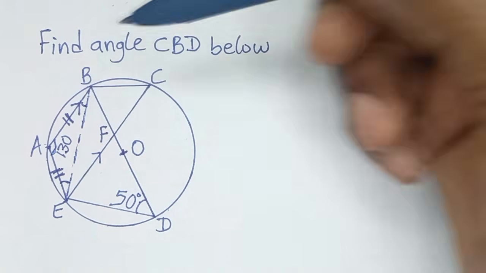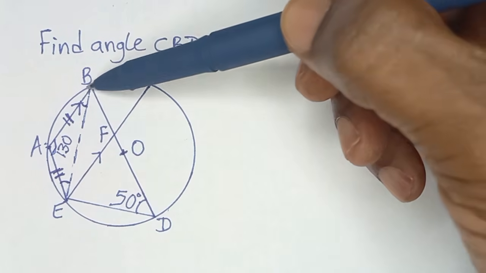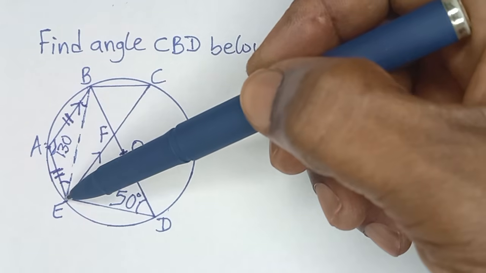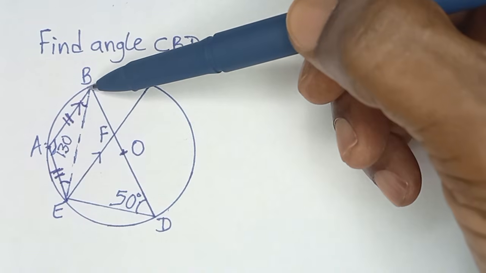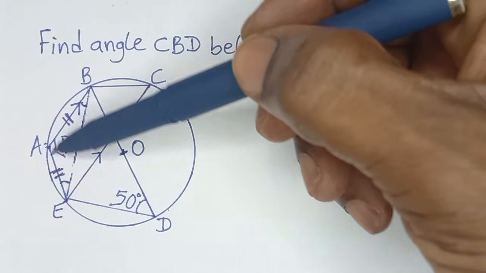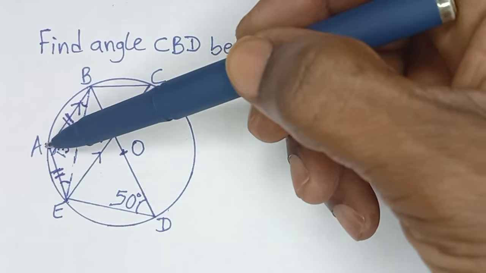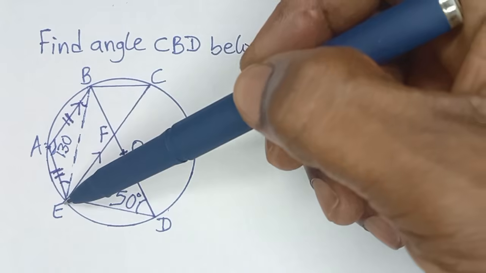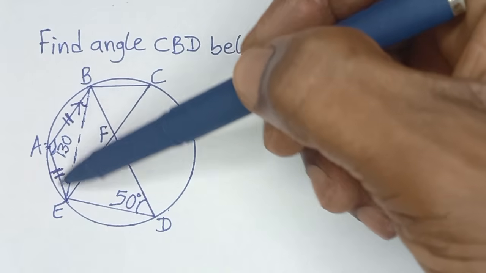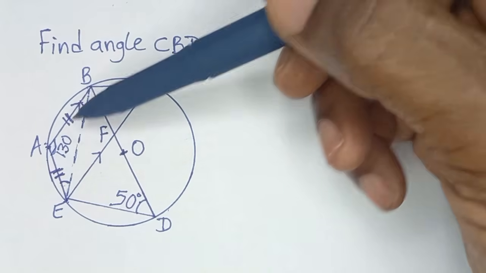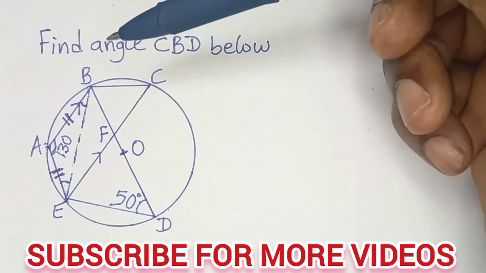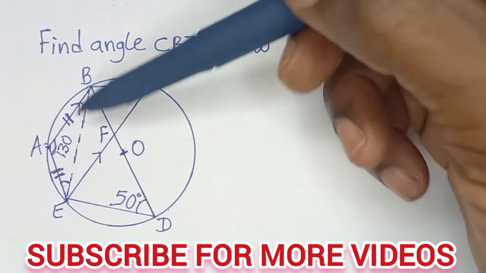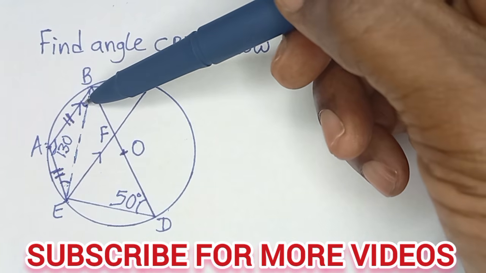Now, it will be easier for us to get these remaining two angles, these two small angles in the triangle. If you look at this small triangle ABE, you agree with me that it is an isosceles triangle because two sides are equal. That is, this AE is equal to AB. So these two sides are equal, meaning that it is an isosceles triangle. And we should know that the base angles of an isosceles triangle are equal. Don't forget that.